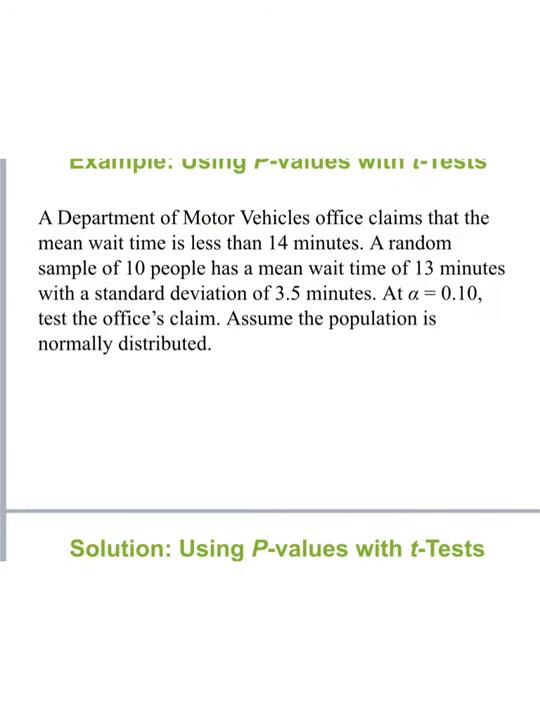And let's take a look at the last problem here in this section. A Department of Motor Vehicles office claims that the mean wait time is less than 14 minutes. A random sample of 10 people, that's your n equal 10, has a sample mean wait time of 13, with standard deviation 3.5 and alpha equals 0.10. And what is the claim again? Claims the mean time is less than 14.